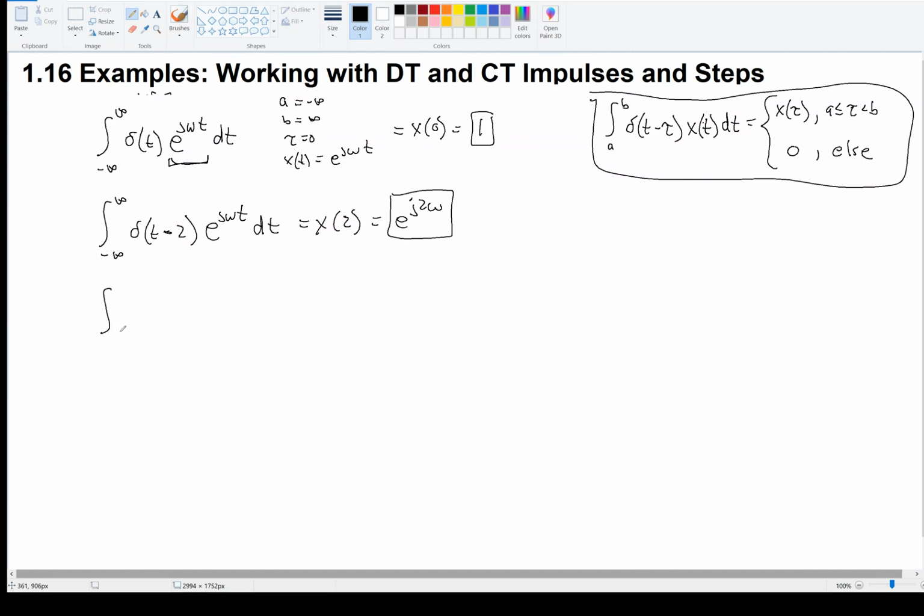All right, what if we change the bounds, maybe 3 to infinity? Well, tau is still 2, but now 2 does not fall between the bounds of integration, 3 to infinity. So the bottom portion of the sifting property applies. So this integral is 0. Okay, so I hope you get the idea there.